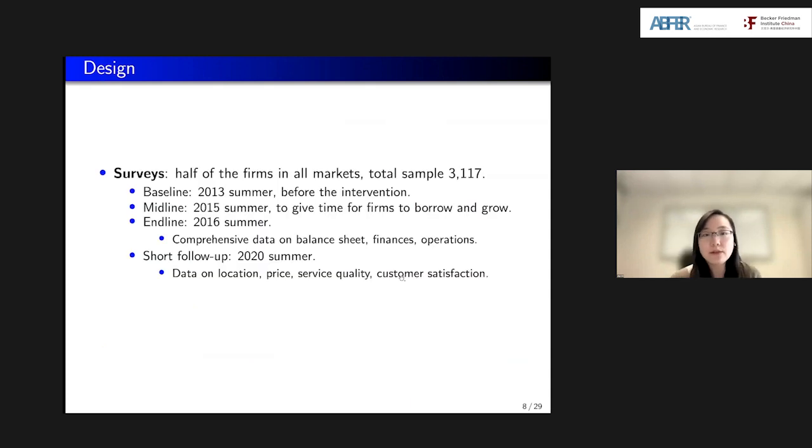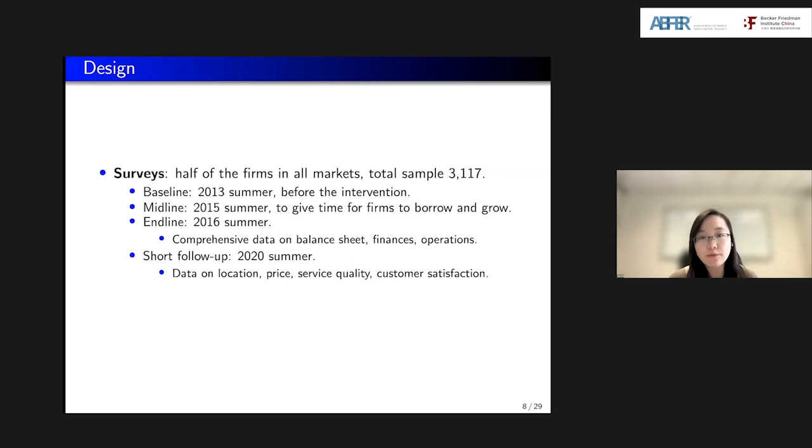And then we also survey half of the firms in all markets, which gives us a total sample of about 3,100 firms. And we conducted 4 rounds of surveys. First is a baseline in summer 2013, which is right before the intervention, a midline in summer 2015. So we skipped 1 year in order to allow time for firms to borrow and grow. And also an endline in summer 2016.